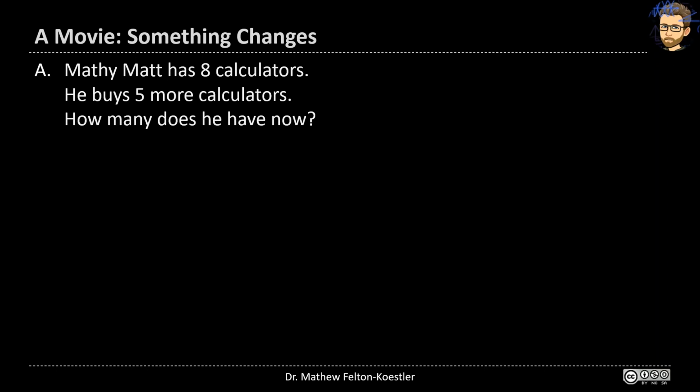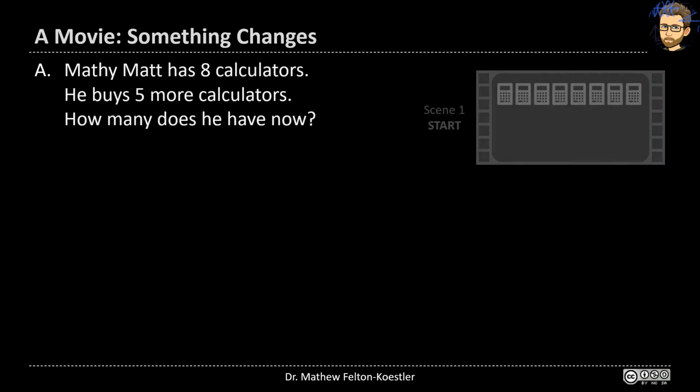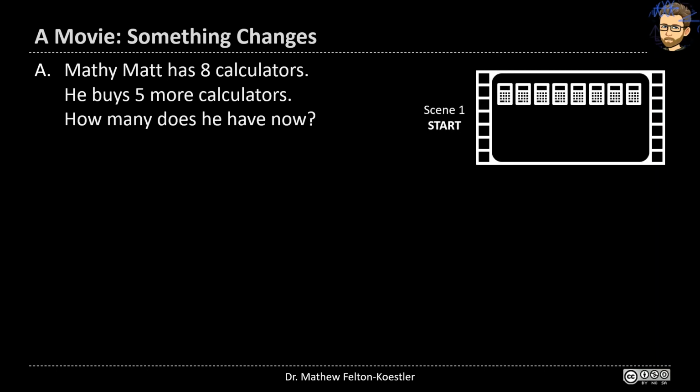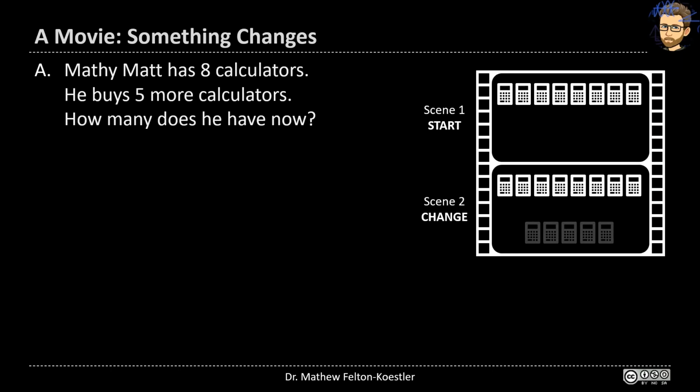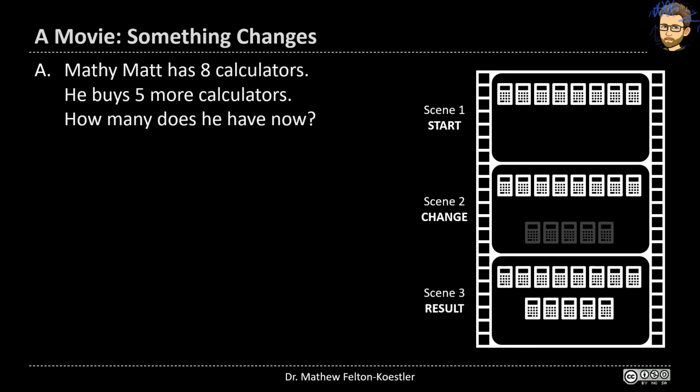So in this story we have Mathy Matt has 8 calculators. We can think of that as scene 1, or we like to call it the start of the problem. And then he buys 5 more calculators, and so that's the change. That's the thing that changed in the story. You can see my calculators just starting to come into frame. And then in the third scene, the question is how many do I have? And the end result, I have all 13 of my calculators together.